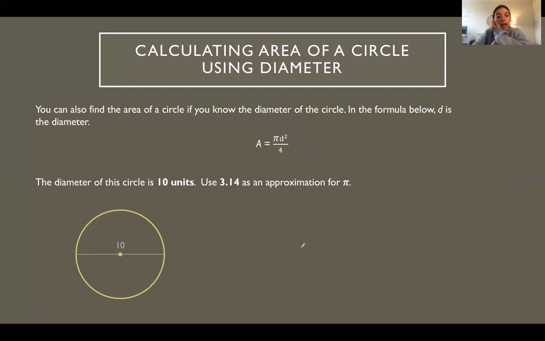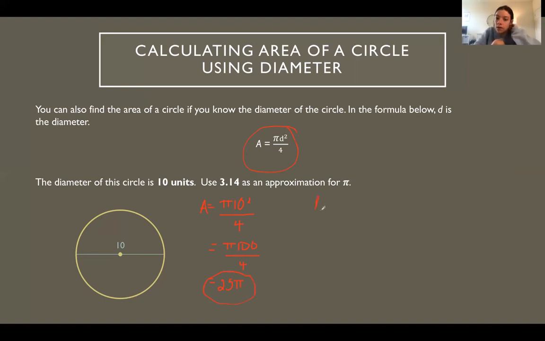Next, if we look at calculating area of a circle using diameter, the formula here is A equals pi d squared over 4, and d is the diameter. So the diameter of this circle is 10 units. So that means we're going to do A equals pi 10 squared over 4, and then we get pi times 100 over 4, and then when we divide 100 by 4, we get 25 pi. So that's one answer. We're leaving the answer in terms of pi.